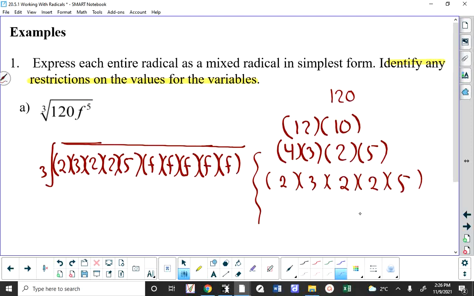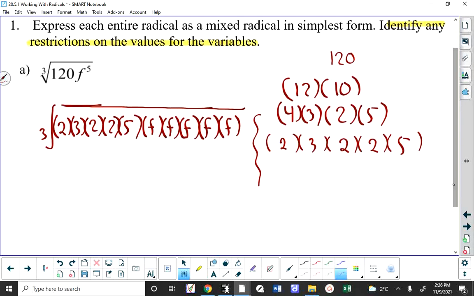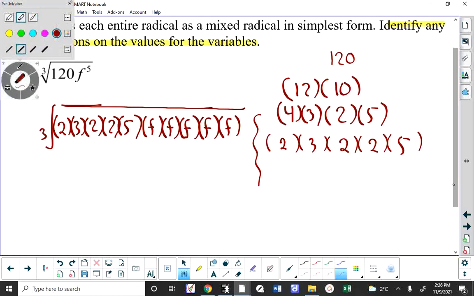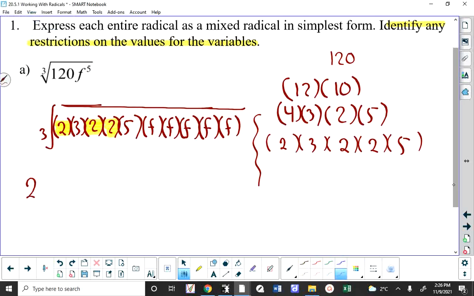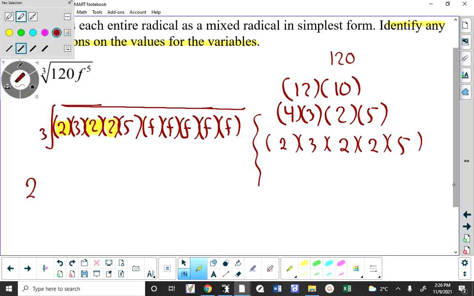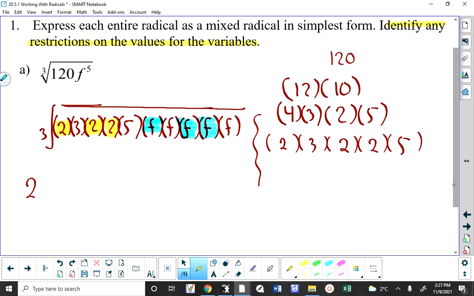So what are we going to do with this? F to the 5 means 5 f's multiplied together. We are going to look for triplets. We are going to look for something that occurs as an identical thing 3 times, and we can write that outside the radical. There is something else that occurs 3 times, and I don't care which 3 f's you use. Those 3 f's you look at are going to become 1 f outside, leaving you 2 f's inside.